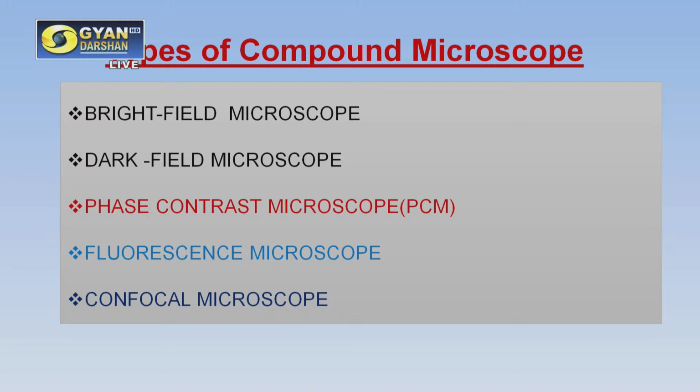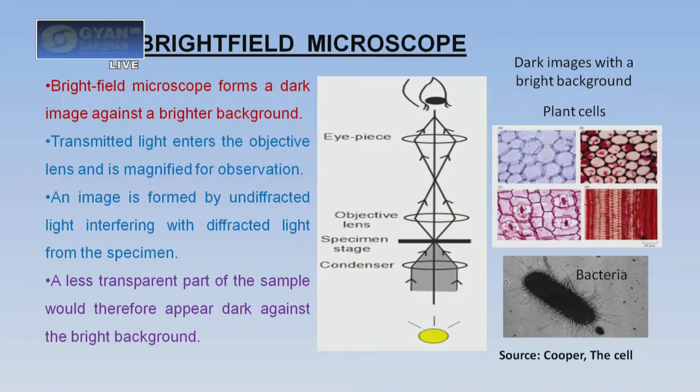There are many types of light microscope we use nowadays in the laboratory, but some of the common ones are the bright field microscope, dark field microscope, phase contrast microscope, fluorescence microscope, and confocal microscope. These microscopes are available in science labs. I talk about only two microscopes here, bright field and dark field. The bright field microscope, as its name says, bright field: its image is dark against the bright background.